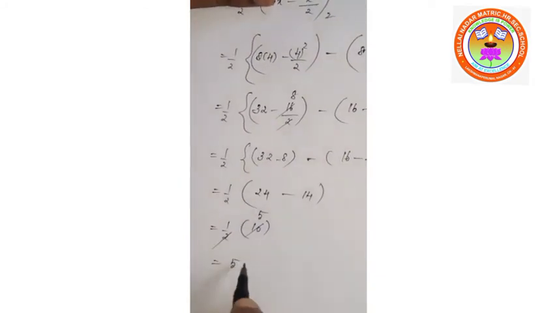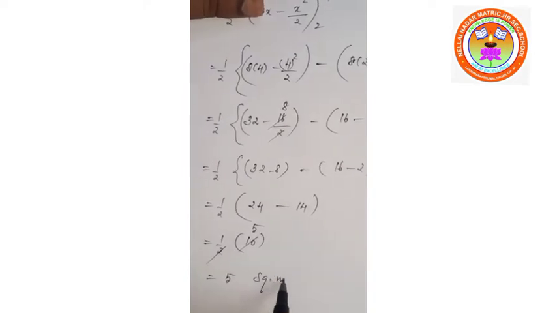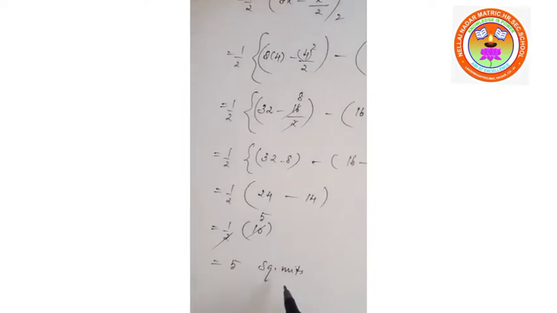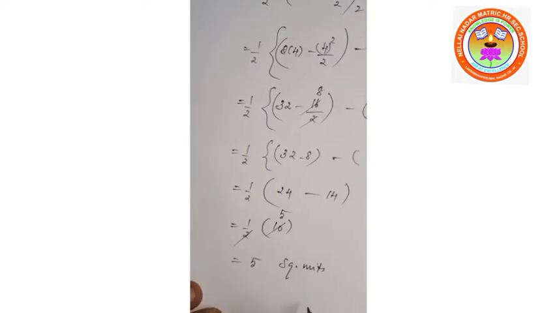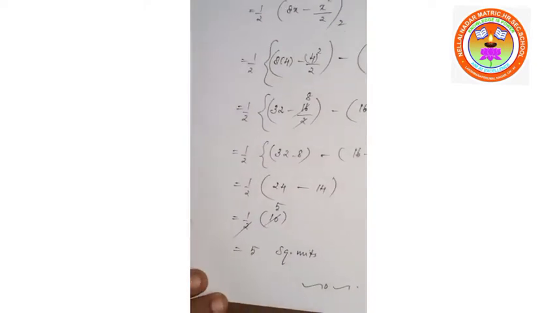5 ones are 5. Area unit always square units, so you have to mention square unit. 5 square units. That's the problem. Problem number 1 is over. I hope that you have understood this problem. So I'll be teaching problem number 2 in the next video.